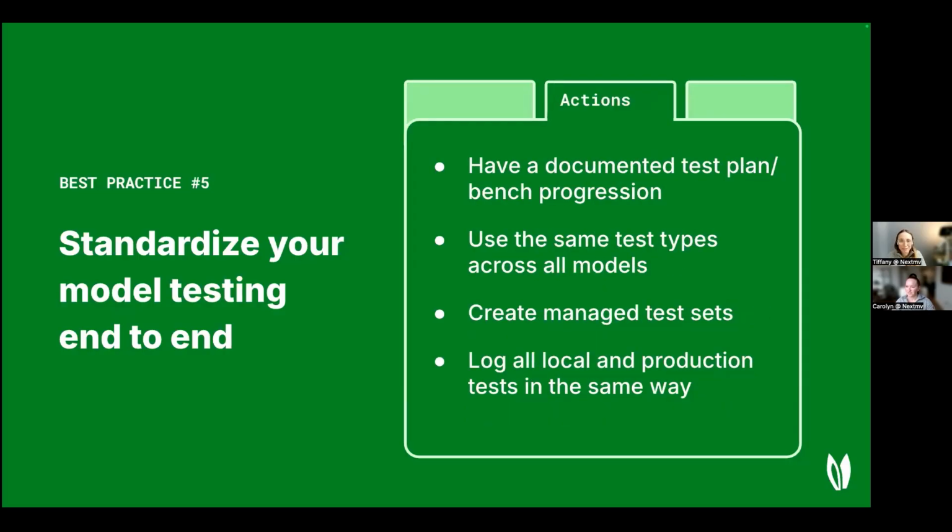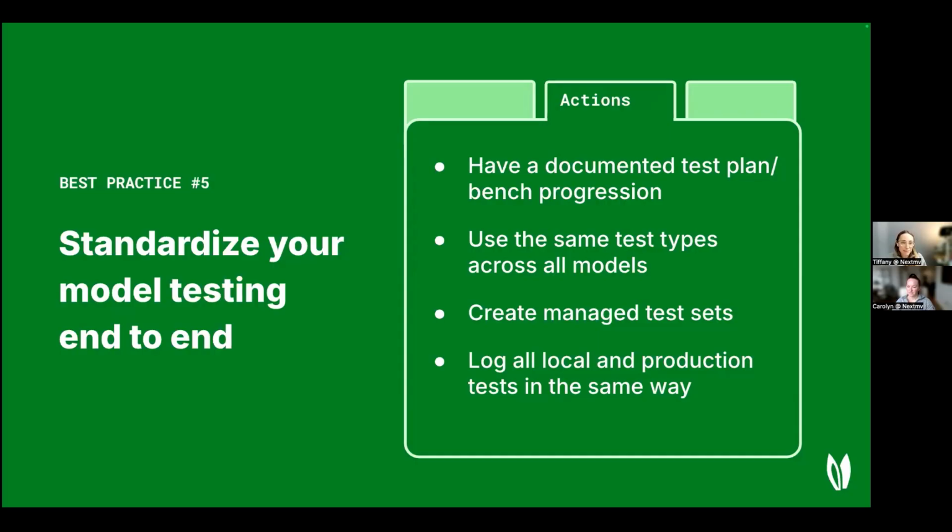All right. So first up, have a documented test plan or test bench progression. So as you're saying, build your confidence iteratively. So have unit tests and then move on to integration tests, regression tests on historical data, and online tests like shadow production, shadow testing, and then use the same test types across all models. So it reduces that cognitive overhead when you're looking at test results. It makes it easier to present new model results. People don't have to think about the chart you're displaying because it's the same every time for that model, and it just makes it easier to move quickly.